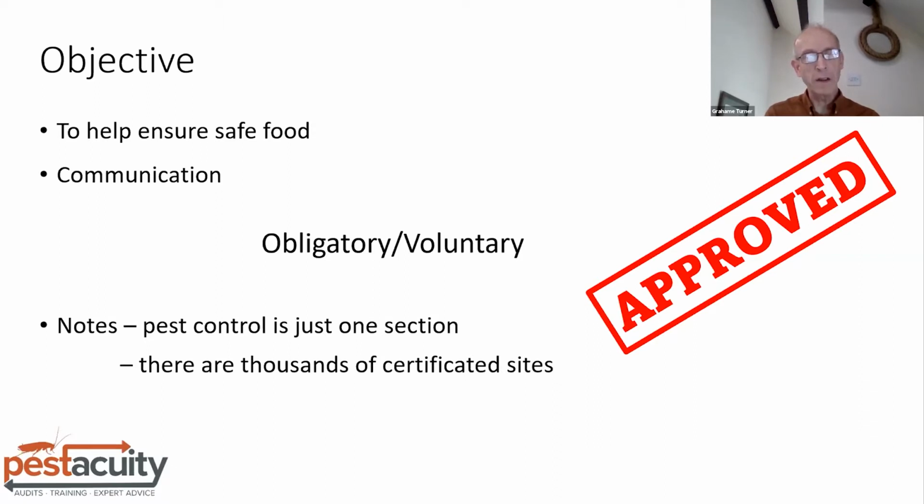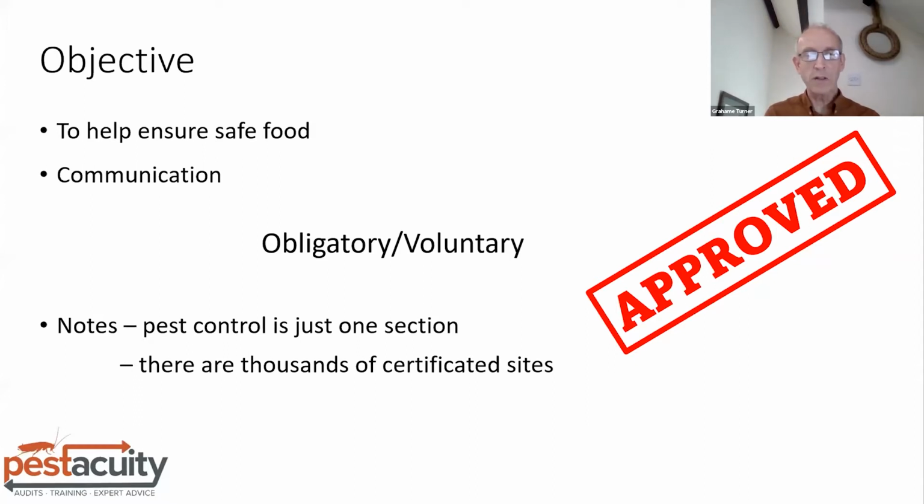And the standards can be obligatory for some food companies. So, for example, if they're serving a particular customer who requires a set standard, then they have to comply with that standard. But for other food companies, it might be voluntary. They might be wanting to demonstrate their standards so that they can attract more customers. So it could be obligatory or voluntary. And note that pest control is just one section of the standard. There's lots of other things covered by them that you don't need to be concerned about. You're just concerned about the small pest control section.